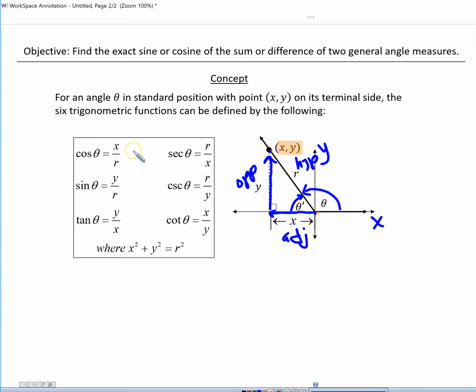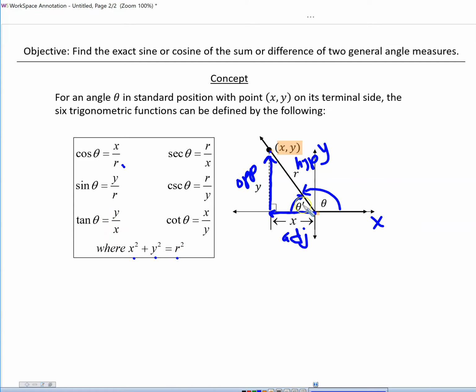And so over here, our opposite over hypotenuse has been now defined as y over r. For cosine, our adjacent over hypotenuse is now x over r. Our tangent of opposite over adjacent is now y over x. And then our Pythagorean theorem is now x squared plus y squared equals r squared.